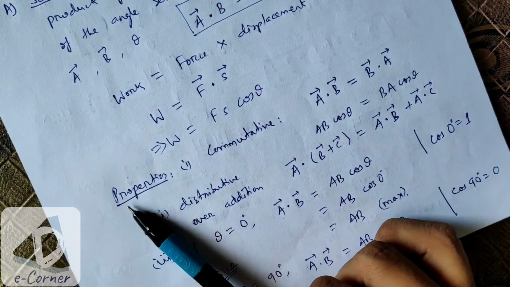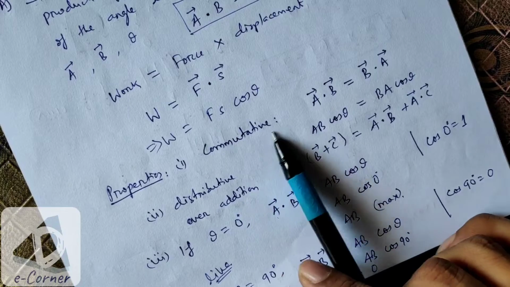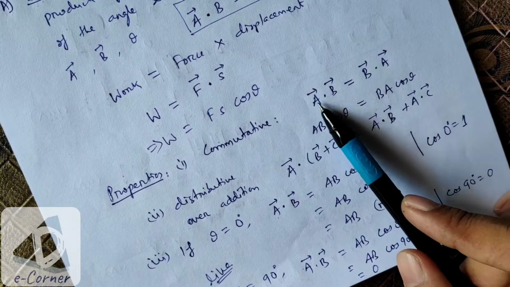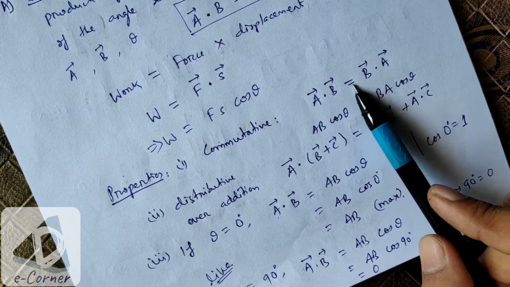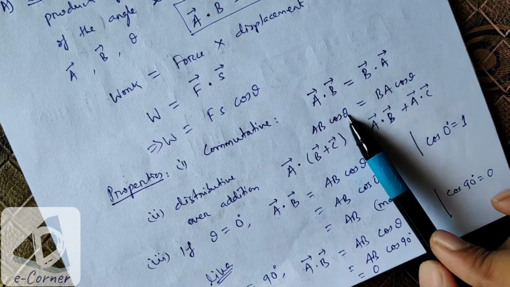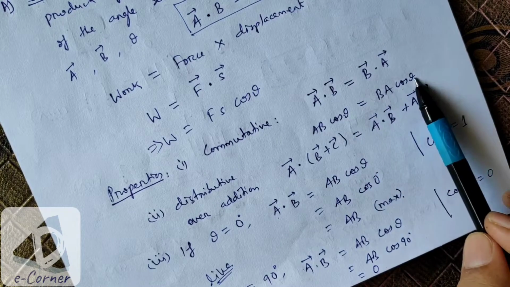Next one is the properties. First one is the commutative property. Scalar product obeys commutative law. What does it mean? It means A dot B is equal to B dot A. This is your commutative law. So A B cos theta is equal to B A cos theta.